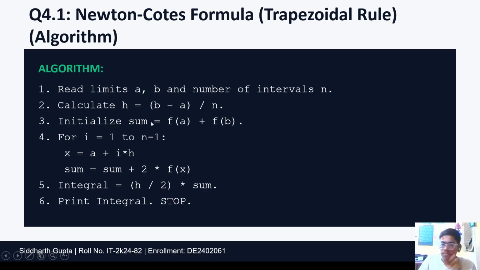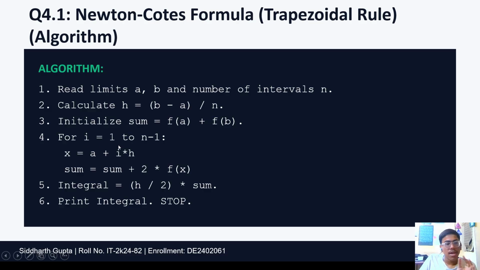We will initialize the sum to f(a) plus f(b). As you know, in all the rules, whether trapezoidal, Simpson's or Weddle's, the first part is y0 plus yn. So it is that only: f(a) plus f(b), first term plus last term, will always be in the sum.